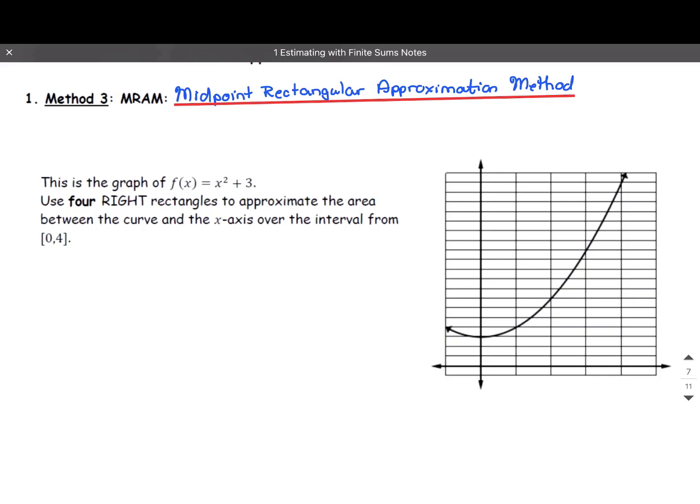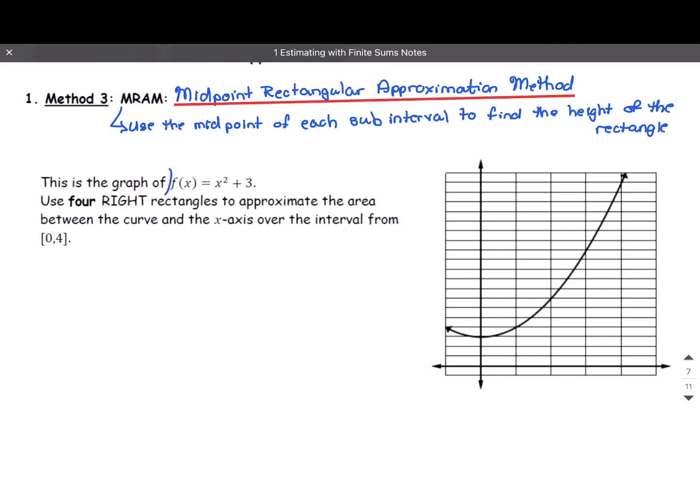Now for the midpoint rectangular approximation, we're going to use the midpoint of each subinterval to find the height of the rectangle. And again, we're going to use the same function, and we're still using 4, right? Ooh, midpoint rectangles. And we're using 4 midpoint rectangles. That should say midpoint, not right. Sorry. So we're going to do an MRAM sub 4.